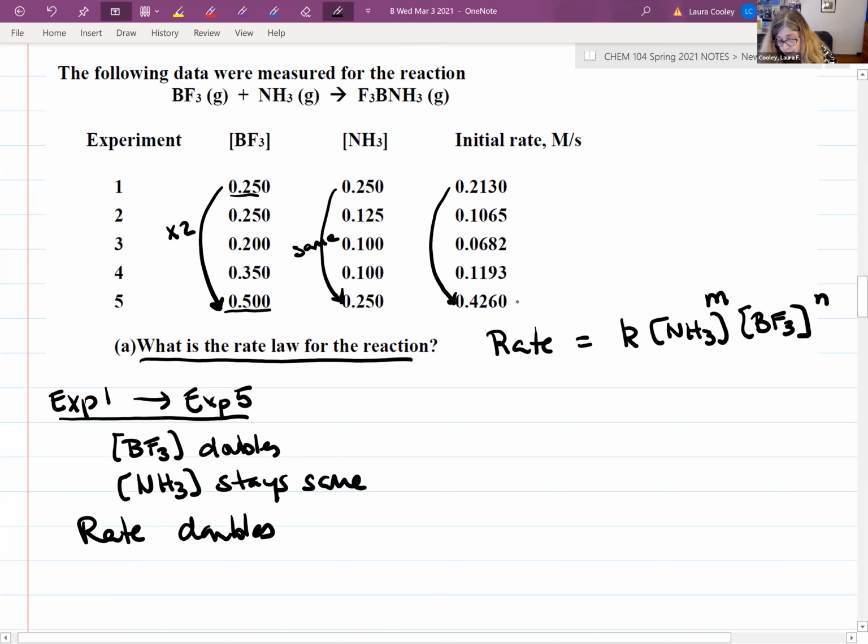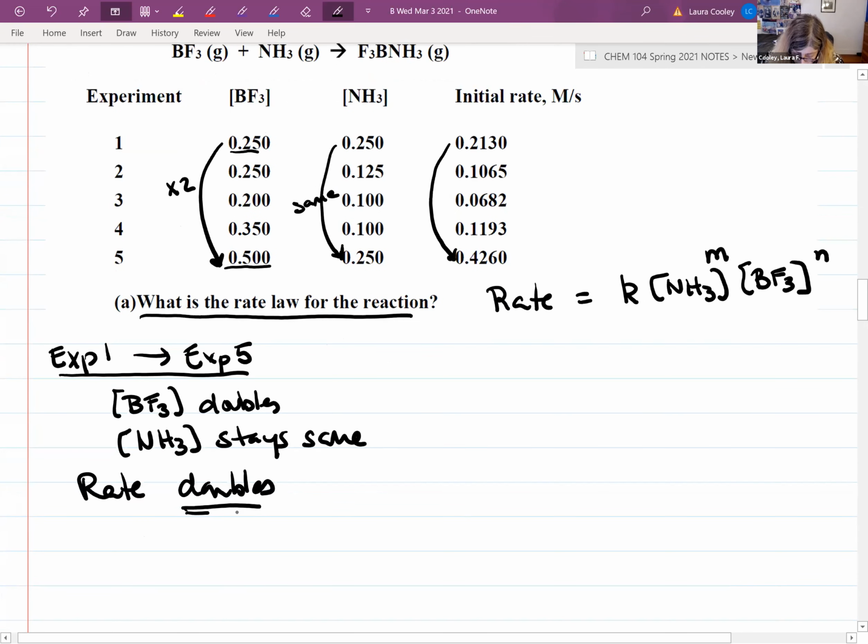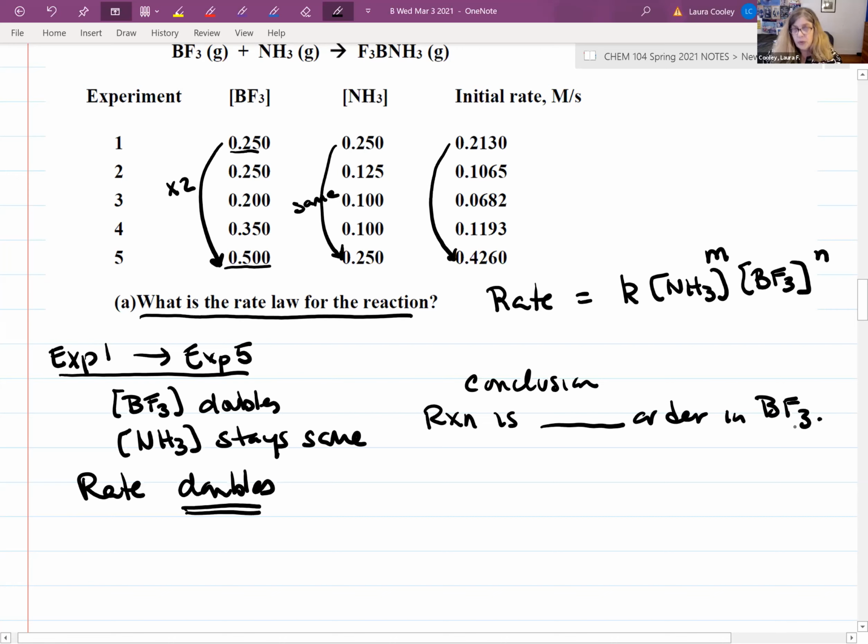So you could take the final one and divide it by the initial one. It might not always be so obvious. Sometimes there's exponents that change and you need to do that. But you need to figure it out one way or the other. The rate doubles. Okay, so that means, what's the conclusion? Let's just start it. The reaction is what order in BF3? What's the answer there? First, exactly. What happens to BF3 happens to the rate.